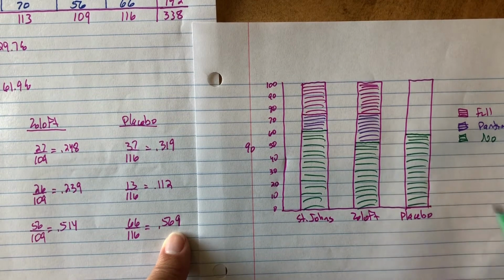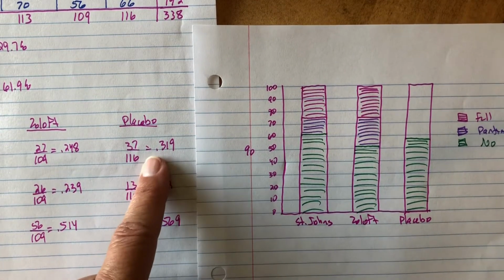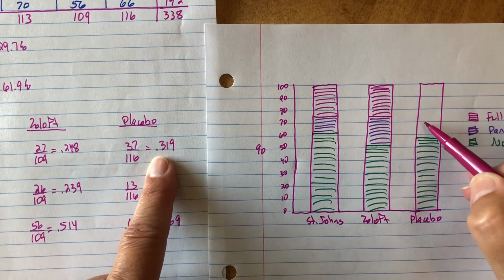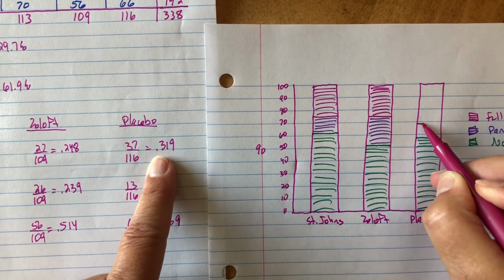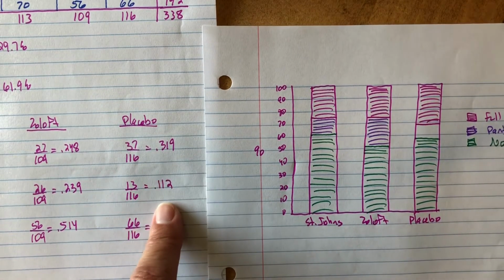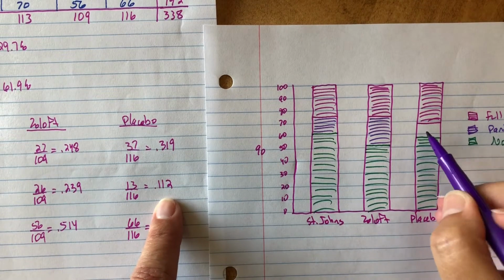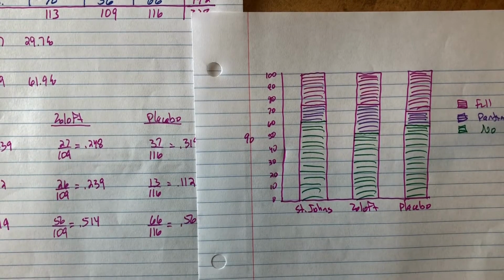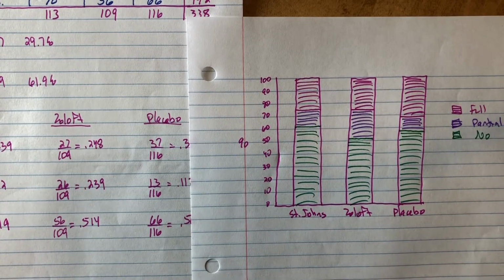Put my little lines in here, and then we'll come from the top for full. Ooh, so a little over 30%. So 10, 20, 30, so about 32%. And then this looks about 11%. Okay? All right, so there's my segmented bar graph.